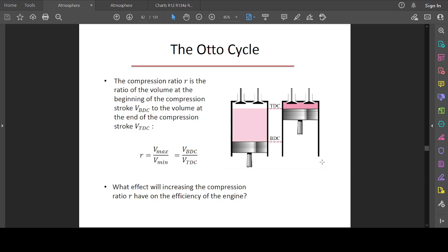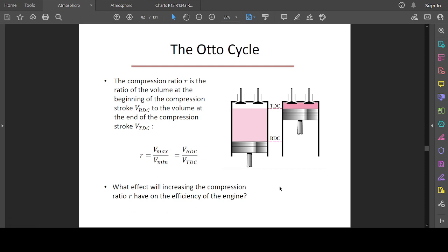Okay, so coming back to the compression ratio. The compression ratio is the ratio of the volume at the beginning of the compression stroke, which is the volume at the BDC, to the volume at the end of the compression, at the top dead center. It's given as Vmax divided by Vmin, which can also be written as VBDC divided by VTDC.